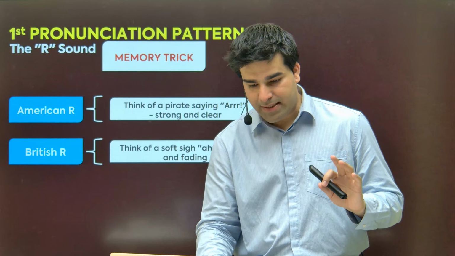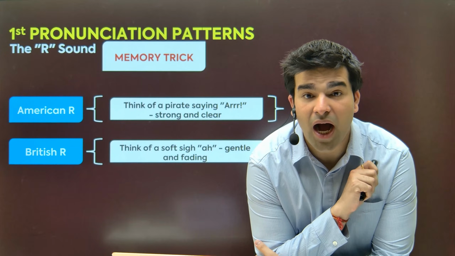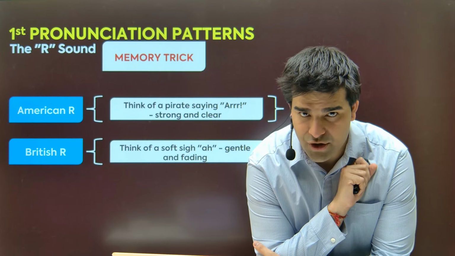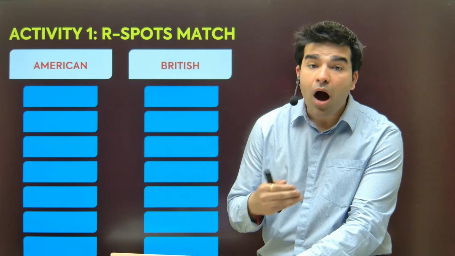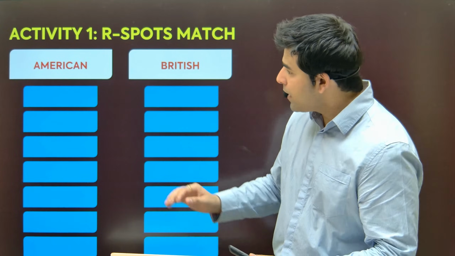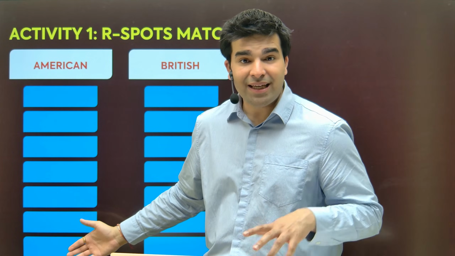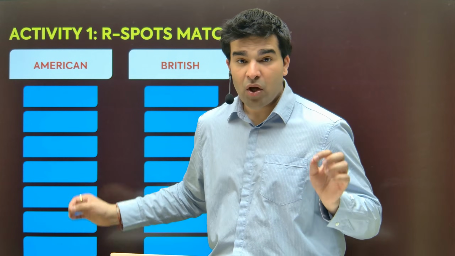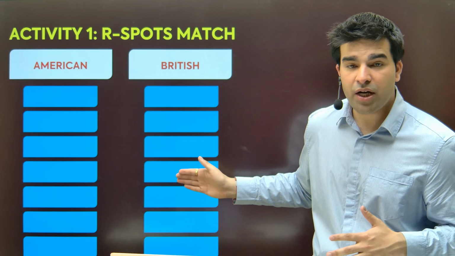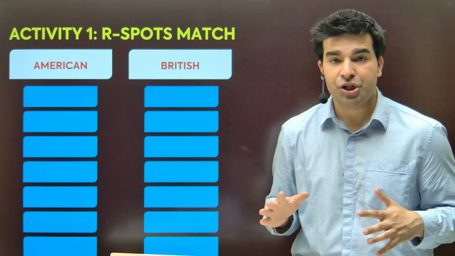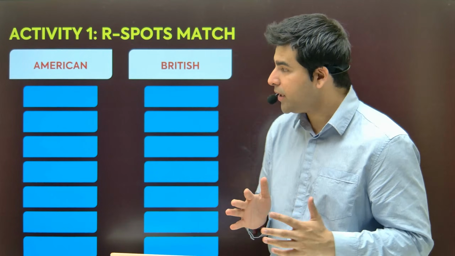So let's move ahead. Now it is practice time. We're going to play one game. We call this game our spots match, or simply, our spots match. On the left-hand side of the screen, you will see American words, or the American version of R. On the right-hand side of the screen, you will see the British dropped R, simply speaking.